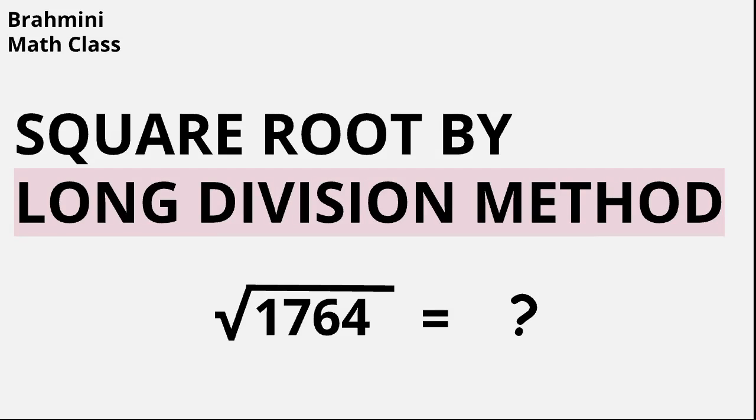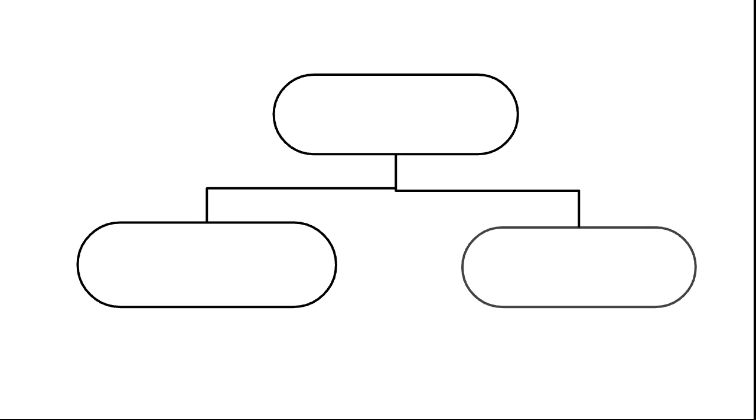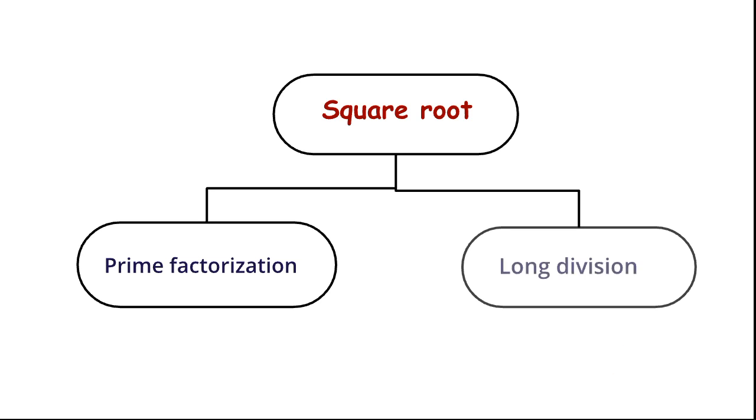Now let us find out the square root of a number by using the long division method. As discussed earlier, to find the square root of any number, we have two ways: the prime factorization method and the long division method. Prime factorization has a drawback. While doing the factorization, if you miss any of the factors, the entire process goes wrong. So prime factorization is best suited for small numbers. If you have large numbers, we can go with the long division method, which is best suited for large numbers.